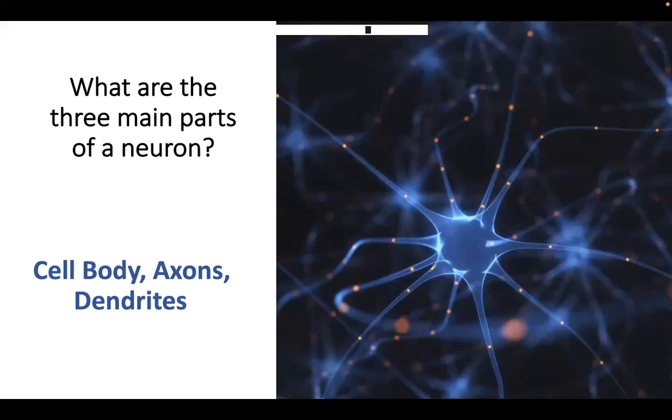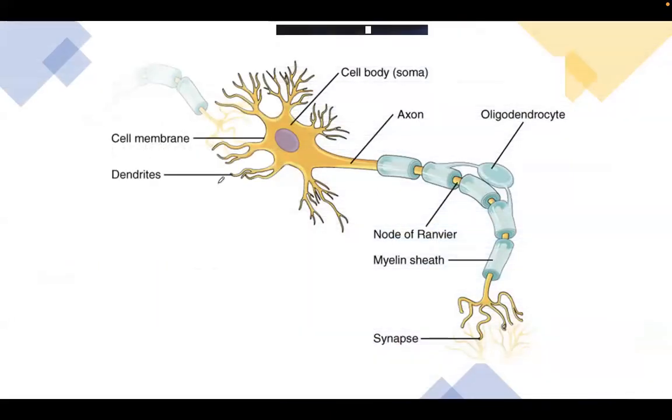So we have the cell body, the axons, then we have the dendrites. So here, this is the cell body, this is the axon, then you have the dendrites here. So the cell body, also known as the soma, the axon, then the dendrites. And there's a couple of important structures here, especially the nodes of Ranvier.